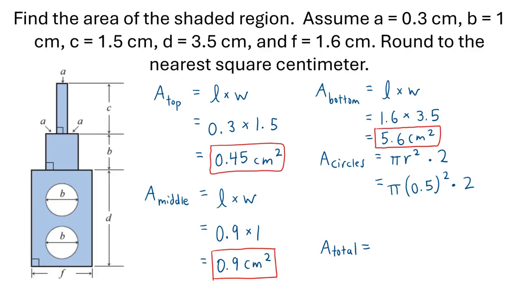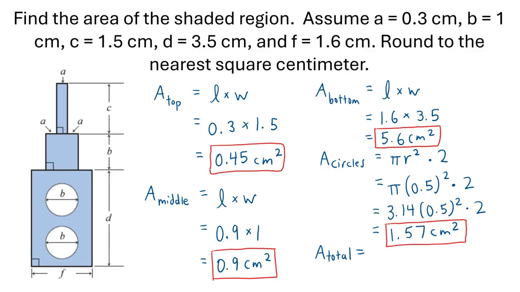Now, because we're rounding to the nearest whole square centimeter, we can round pi to 2 decimal places. That'll be fine. So that'll give us 3.14 times 0.5 squared times 2. That gives us 1.57 square centimeters.